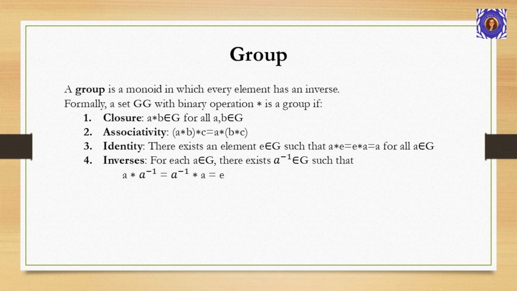Third, identity. There exists an element e belonging to G such that a star e equals e star a equals a for all a belonging to G. Fourth, inverses. For each a belonging to G, there exists a inverse belonging to G such that a star a inverse equals a inverse star a equals e.